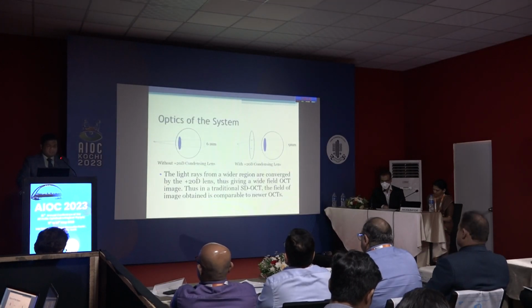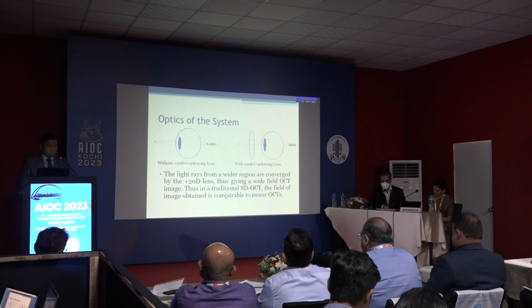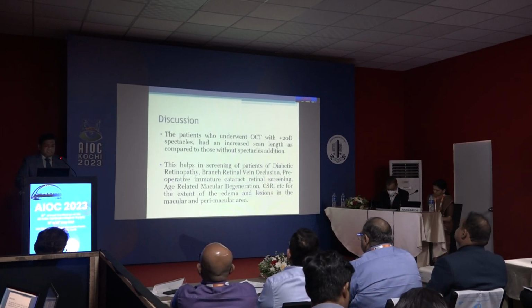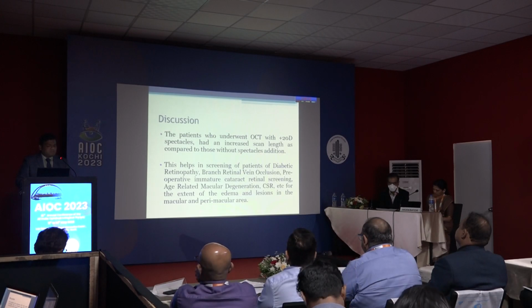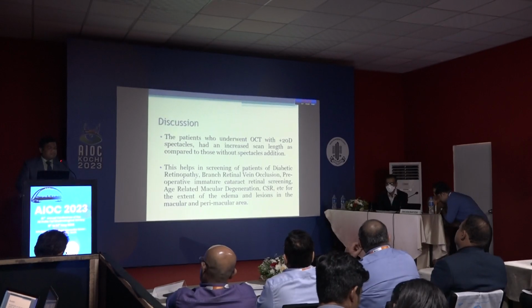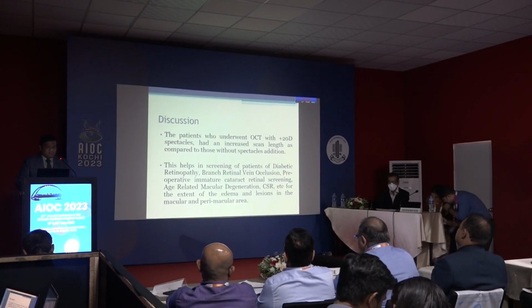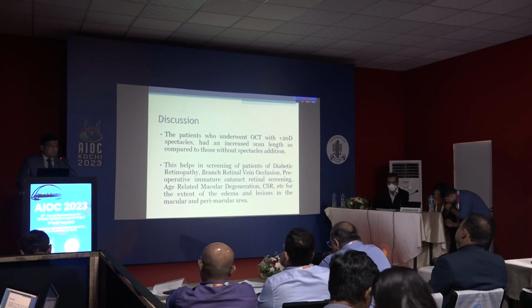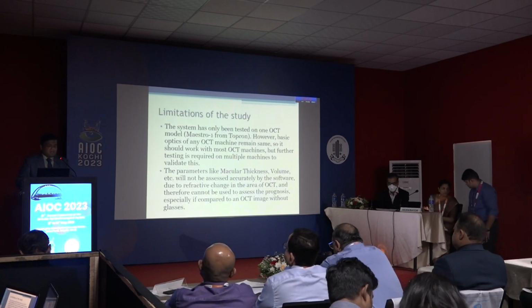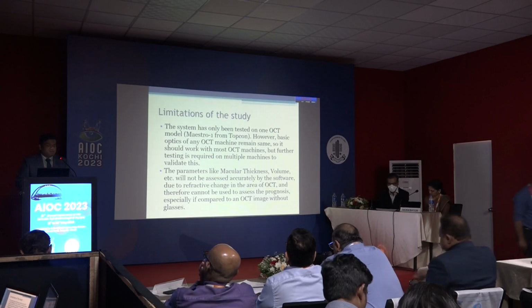Now, this is how the optics work. The rays from a wider region are converged by the +20 diopter lens, thus giving a wide field OCT image. The patients who underwent OCT with +20 diopter spectacles had an increased scan length as compared to those without spectacles. This helps in screening of patients of diabetic retinopathy, BRVO, preoperative immature cataract screening, ARMD, CSR, etc. for extent of edema. The limitation is that the system has only been tested on one OCT.